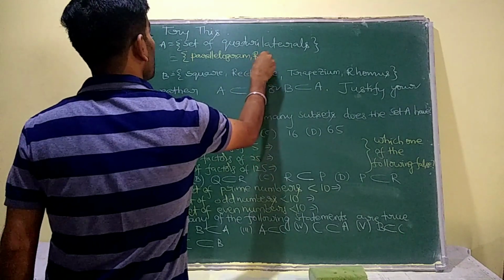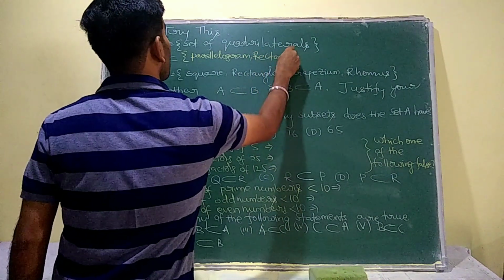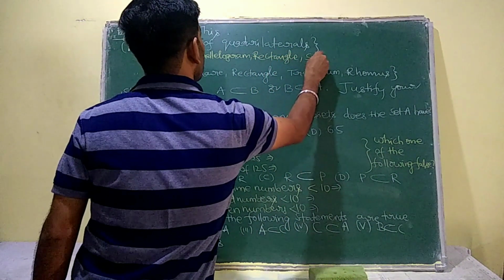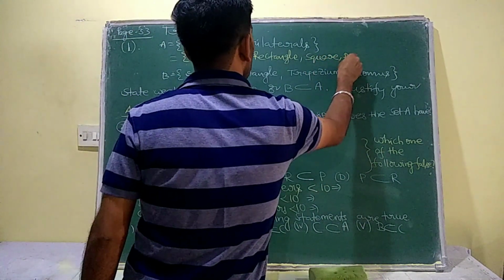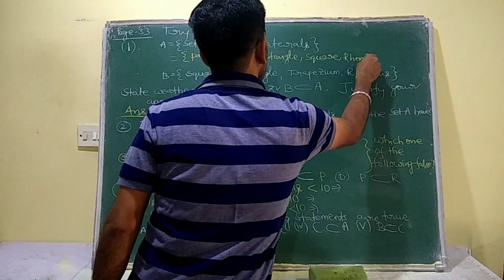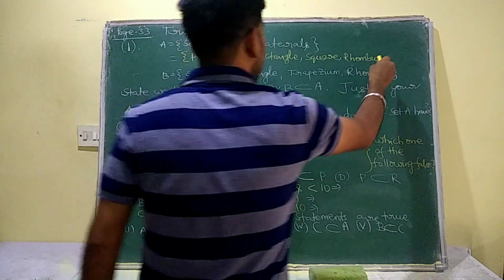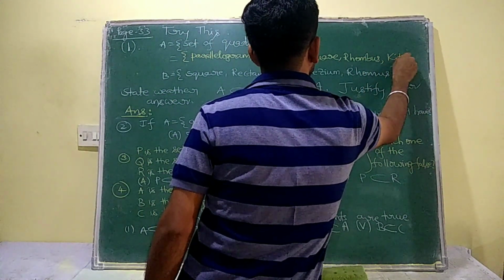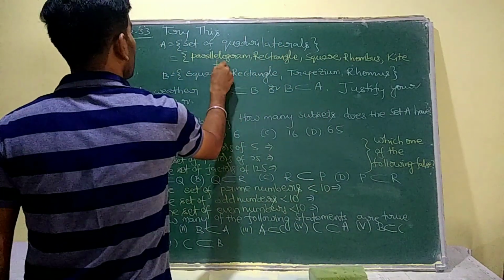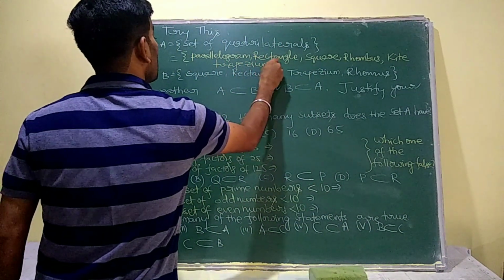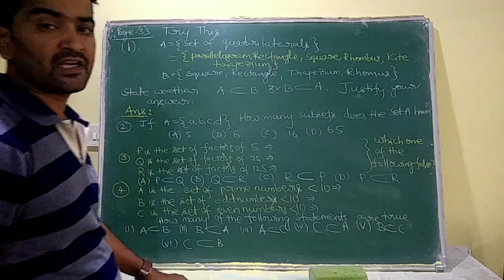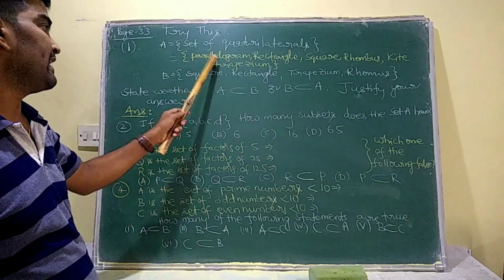rectangle, square, rhombus, kite, trapezium. These are the different types of quadrilaterals that come under set A.